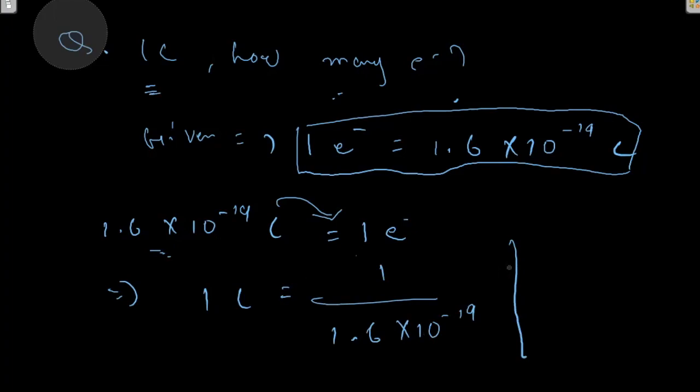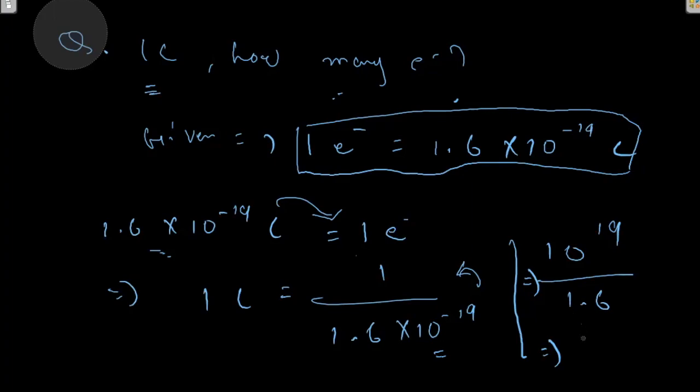That's the main question, right? Many people get confused how to solve this. What to do? The 10 to the power minus 19 we have to take upward. Very simple. So the minus goes away, it becomes 10 to the power 19, and below it will be 1.6. So 10 to the power 19 by 1.6.